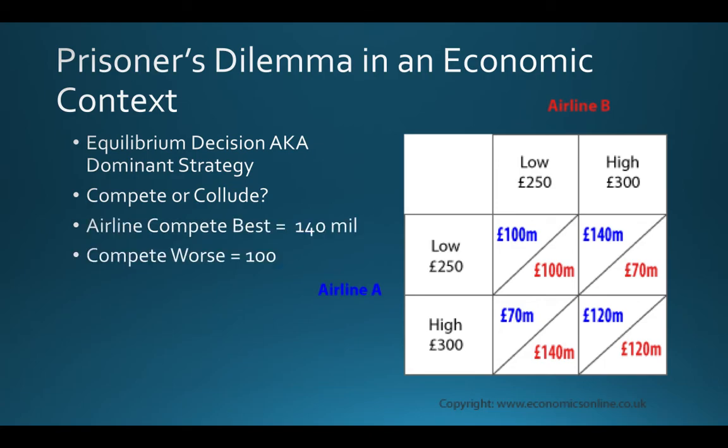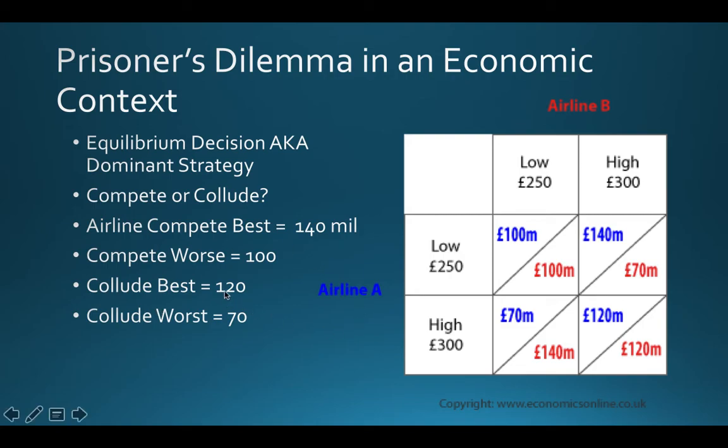So let's look at if we both compete, what's the best option? Well, if airline A competes and the other airline colludes, then airline A would make 140 million and the other airline would make 70. However, if airline A competes and airline B also competes, they only make 100 million. So the best option for competing for either airline would be 140 million, and the worst thing that would happen if they compete would be 100 million bucks.